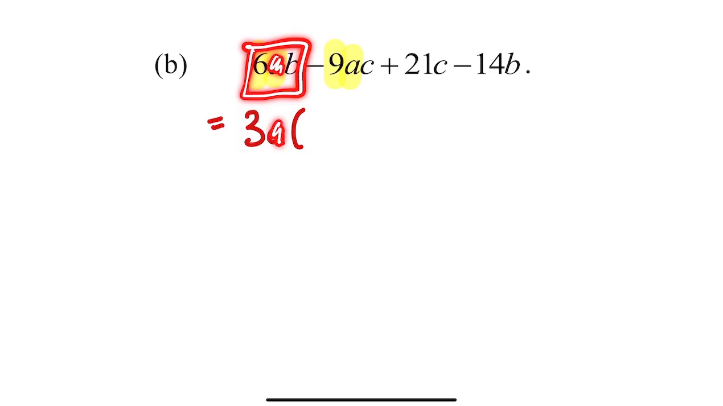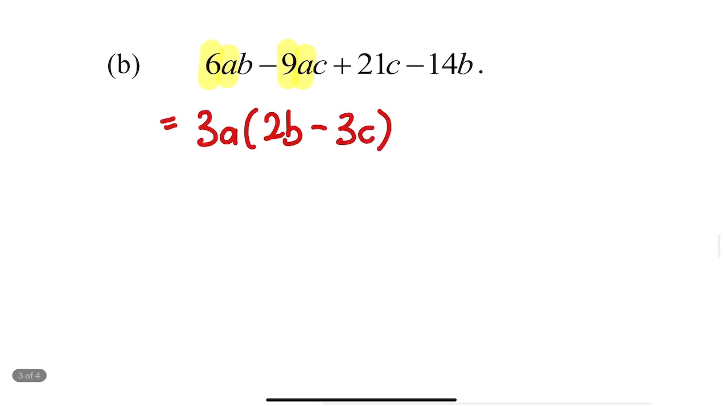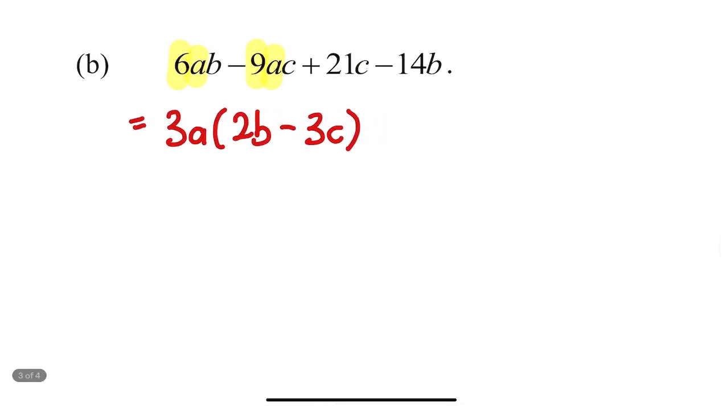I'm left with 2b. Okay, this minus sign will go down. Then now 9ac, I divide by 3a. I'm left with 3c. Okay, now I look at the next two terms. I have 21c minus 14b.